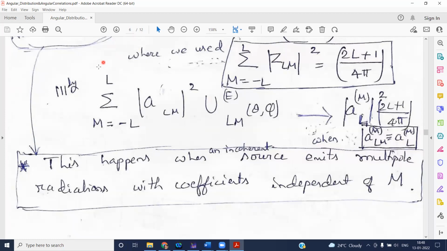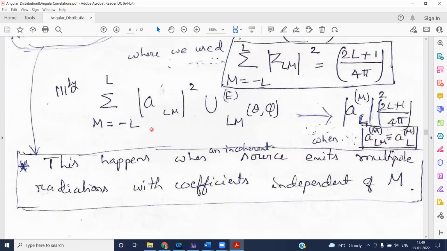To obtain what is our aim, we need to know the multipole value of the radiation. The multipole value of the radiation depends on the angular distribution function. If the angular distribution function is, say, sin squared theta, I will say the radiation is dipole. If the angular distribution is, say, cos to the power 4 theta, then I will say it is quadrupole type, etc. But in an incoherent source, all this information gets washed out, and I don't get the angular distribution of radiation.